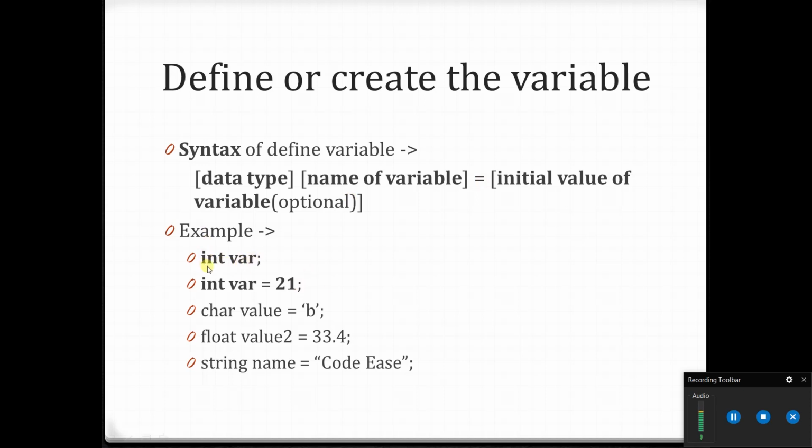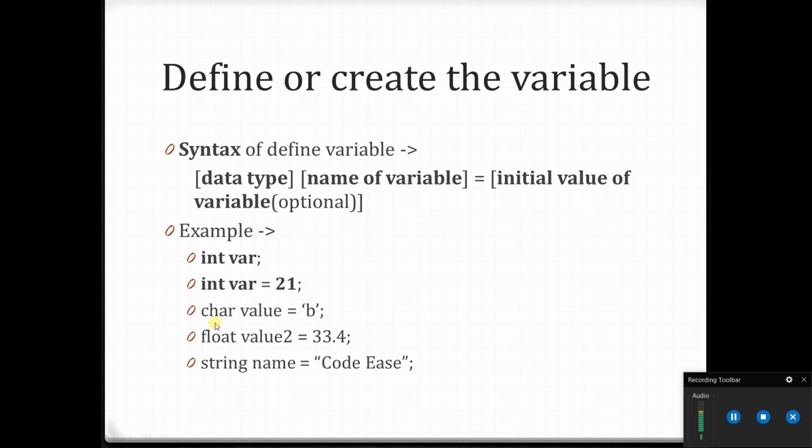Here int is the data type, and the name of the variable is var. So the var variable holds the data type of integer, or it can hold an integer value. And second is int var is equal to 21. Here we have given the initial value of var. So here is the data type and then the name of the variable, then equal to, and then 21. So 21 is the initial value of var, and you can only give a value which matches the data type of that variable. So int is the data type and we have given an integer value, which is 21.